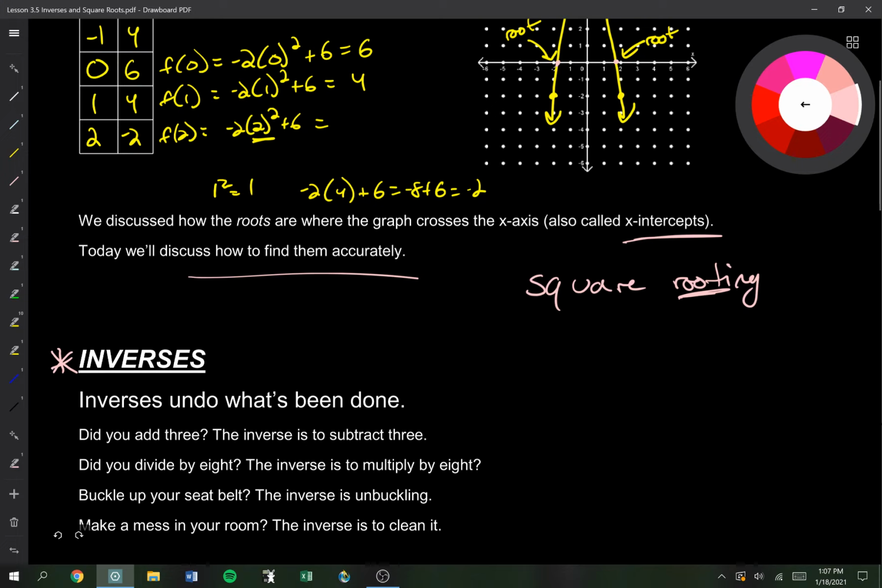Inverse is how we undo what's been done. Okay? A good word for inverse is also undo. Like in math, if you added 3, the inverse is to subtract 3. Or if you divided by 8, the inverse is to multiply by 8. If you buckle up your seatbelt in the car, the inverse is to unbuckle. And if you make a mess in your room, the inverse is to clean it. Inverse means undo. Now, not everything in life has an inverse. But most things in math do, and that's quite nice.